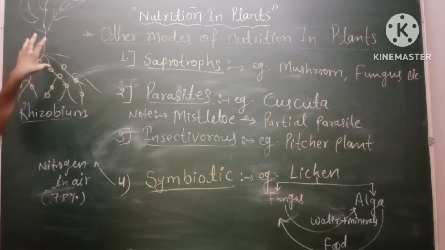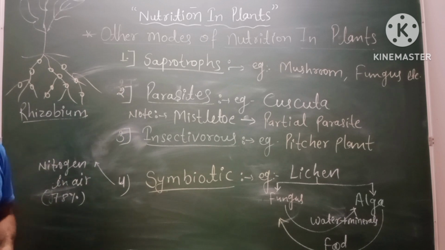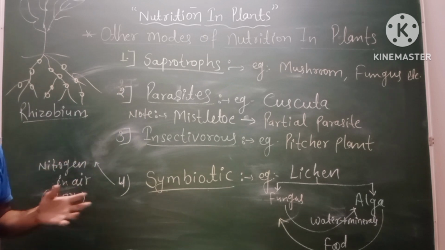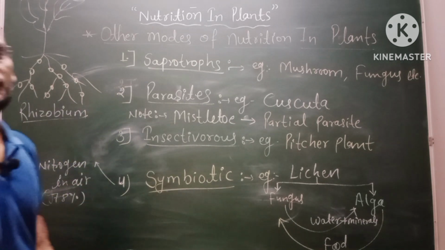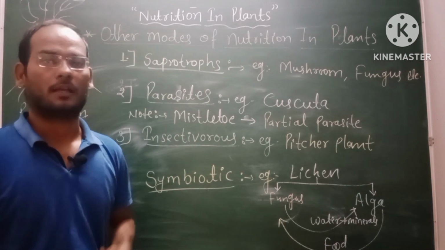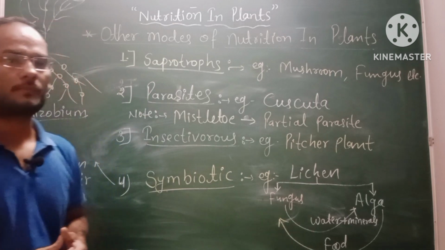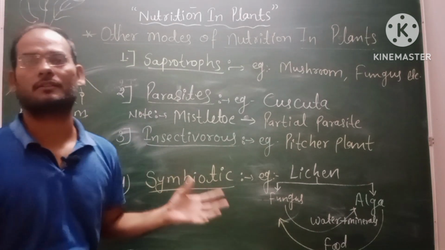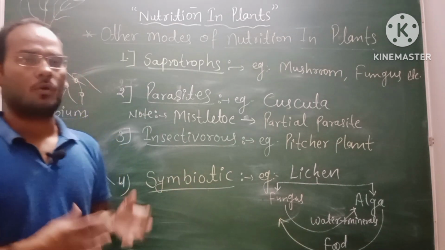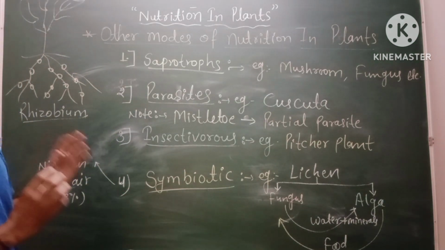And we can also understand this relationship by another example like rhizobium and leguminous plant. Leguminous plants require nitrogenous substances. Clear? But they cannot absorb nitrogen in gaseous form from the atmosphere because they don't have this type of power. So who can help them?